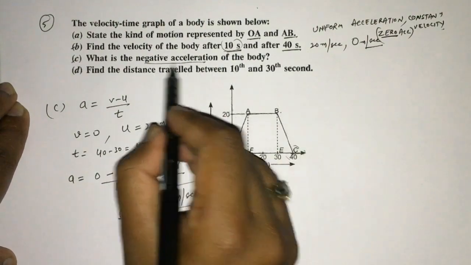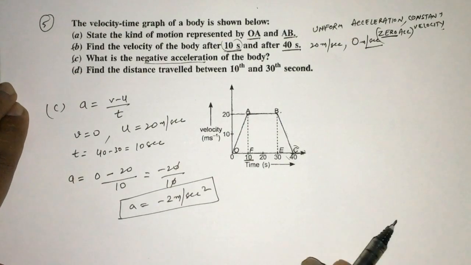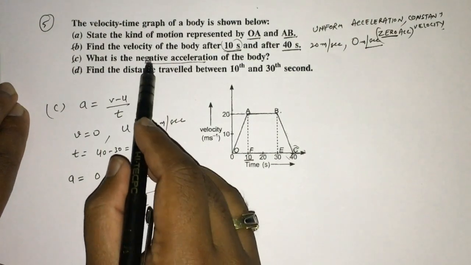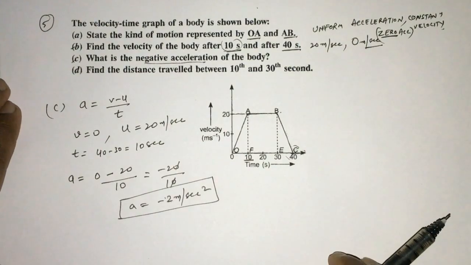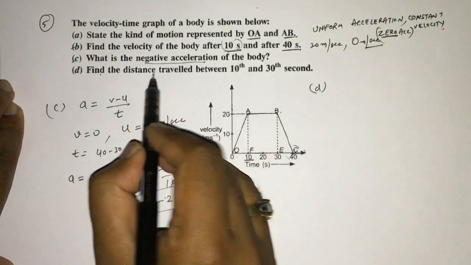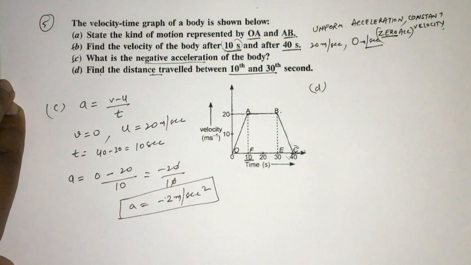Because it is a negative acceleration, the answer of acceleration should be negative. So this negative sign indicates it is negative acceleration or retardation. Clear? Last part. Find the distance travelled between 10th and 30th seconds.